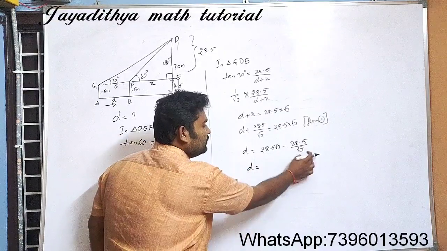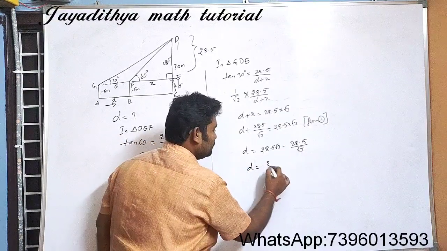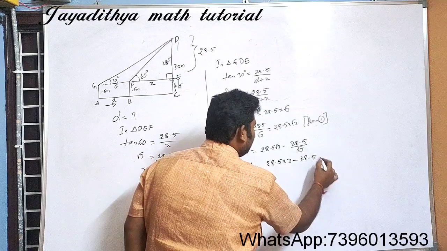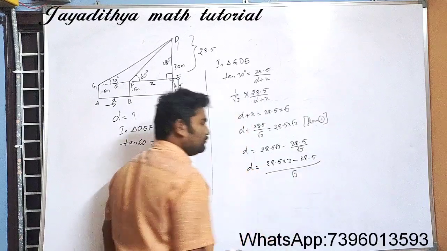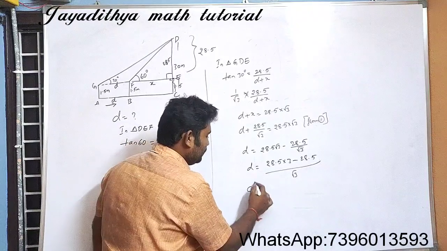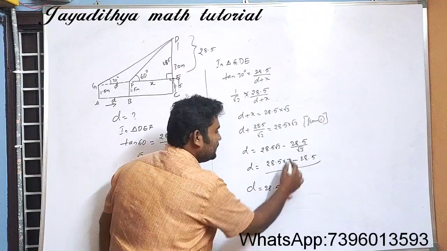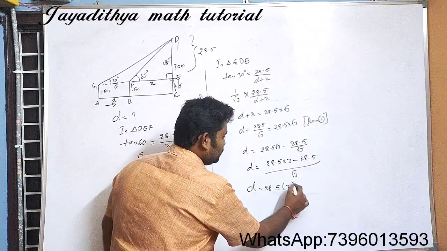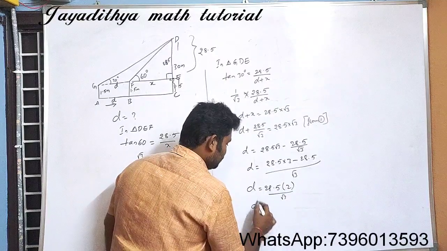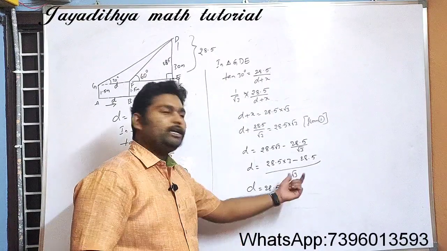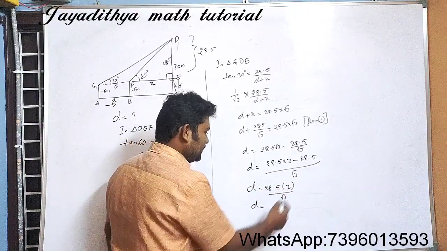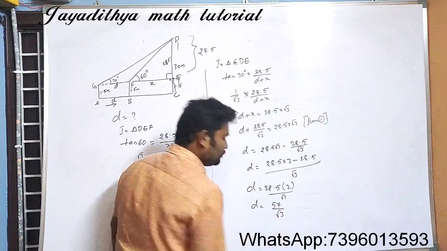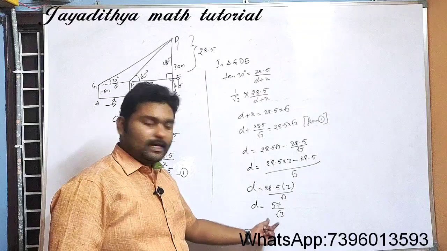Right. So simplify this one. Root 3 into root 3 will be 3. So this is 28.5 into 3 minus 28.5 by root 3. So D is equal to 28.5 into, by using distributive property, this will be 3 minus 1. 3 minus 1 is nothing but 2 by root 3. So D is equal to 28.5 into 2, that is nothing but 57 by root 3. Clear?